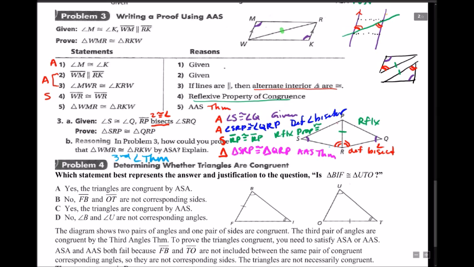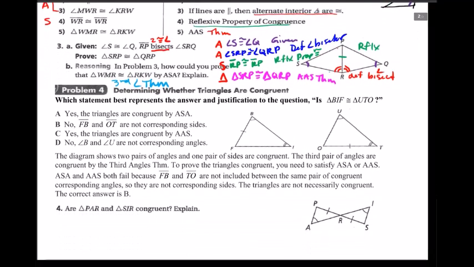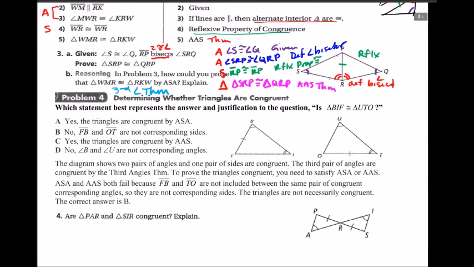And then part B says, how could you prove it by ASA? Well, we would just use our third angles theorem, right, to get our third angle up there, and then we would just have 2 angles and an included side that would let us do it. But that would just be an extra step. We have our theorem that lets us make it a little shorter. All right, and our last problems here.